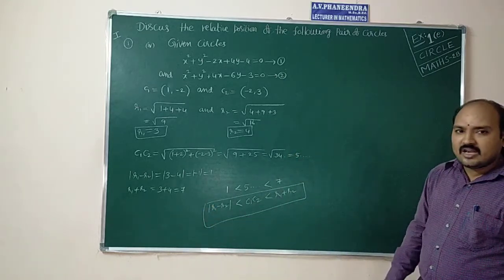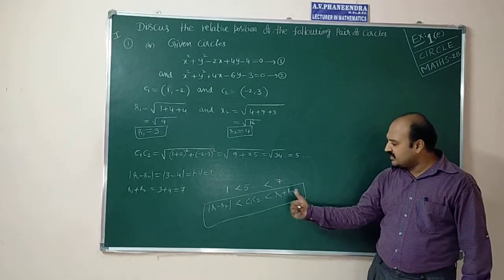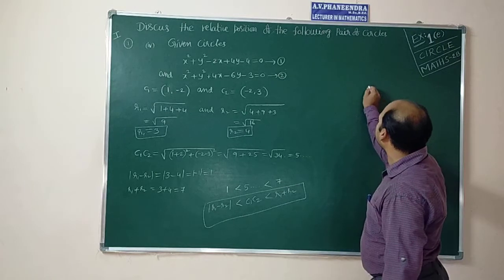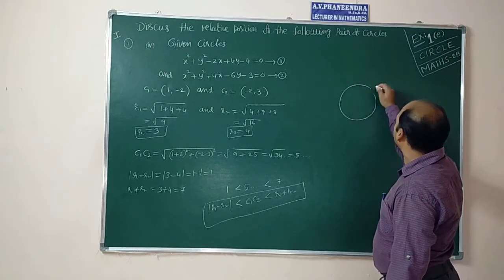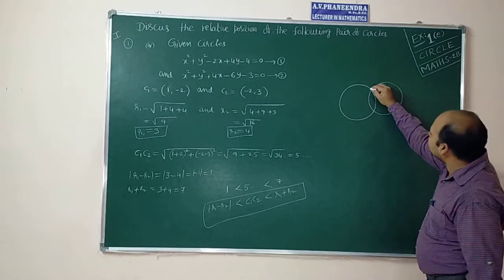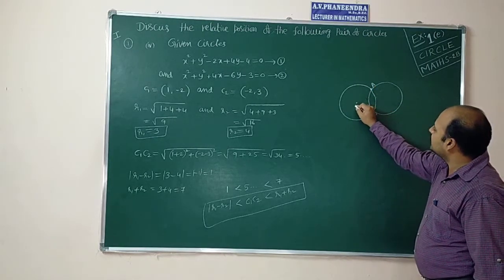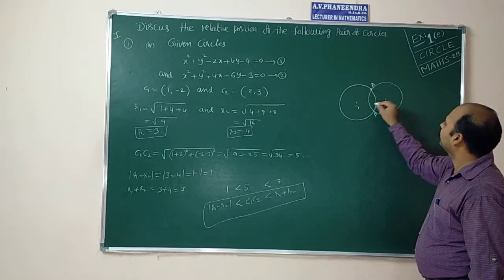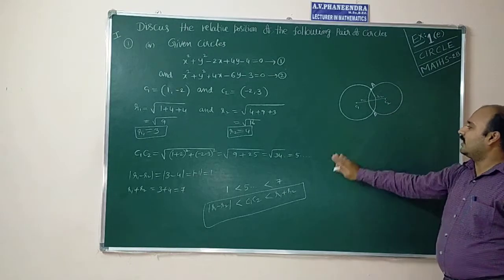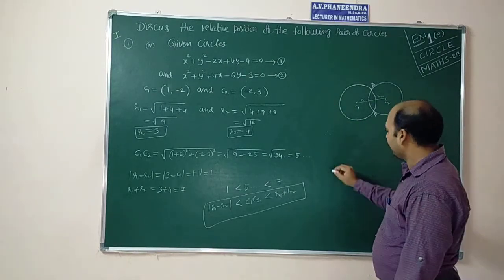Whenever modulus of R1 minus R2 is less than C1 C2, which is less than the sum of the radii, in this case the two circles intersect in two distinct points like this. The two circles intersect at two different points A and B. So this is C1, this is C2. This is R1, this is R2. Like this, for the position of these two circles, you have to write the conclusion.